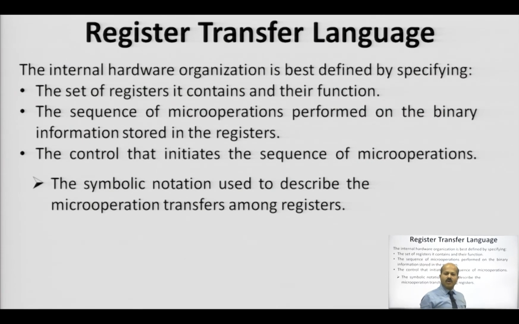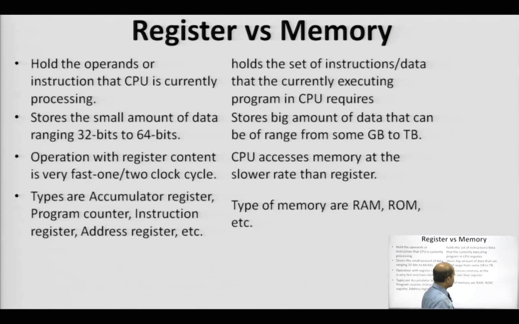So, we have talked about the specification of a system using a set of registers, a set of micro operations, and the sequence of micro operations which is generated by the control unit, and how these micro operations are symbolically represented. We have also talked about the difference between register and memory, and seen where the register can be utilized and where the memory can be utilized, and what is the purpose of register and memory, how registers are faster than main memory, and their types.